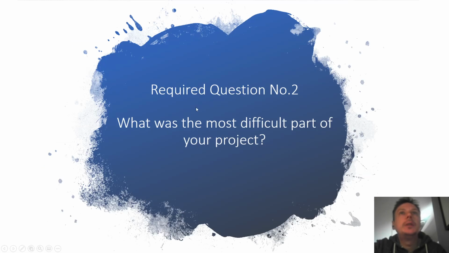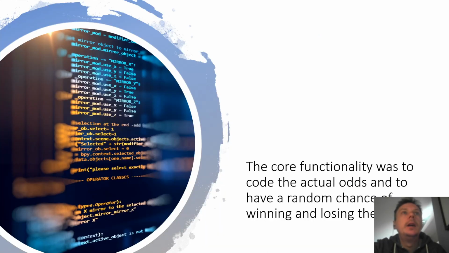Required question number 2: what was the most difficult part of your project? Well, the core functionality was to code the actual odds and to have a random chance of winning and losing the bet. So that was the most challenging piece of code I had to come up with.